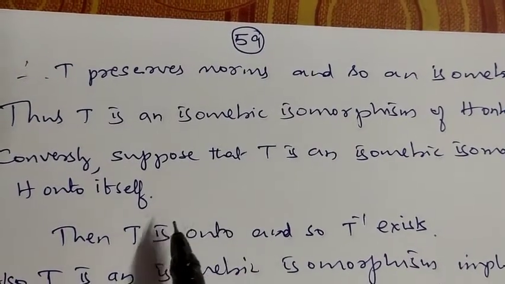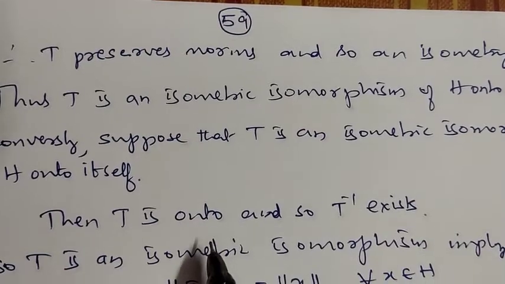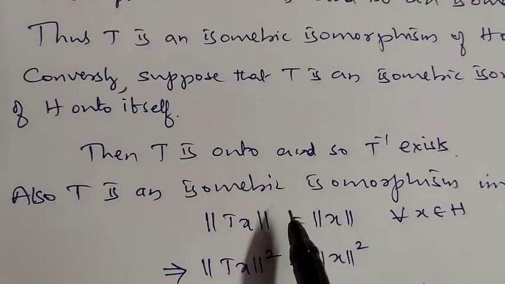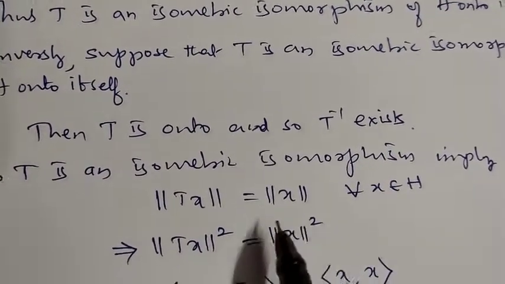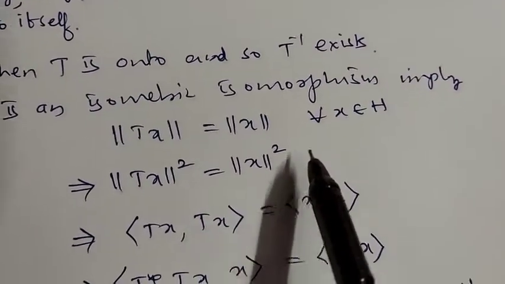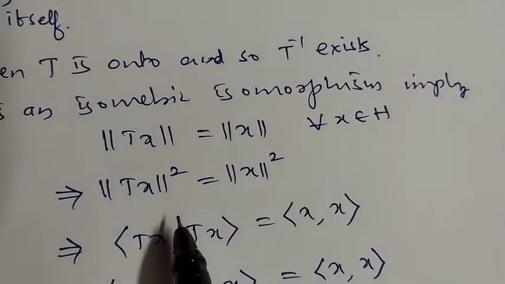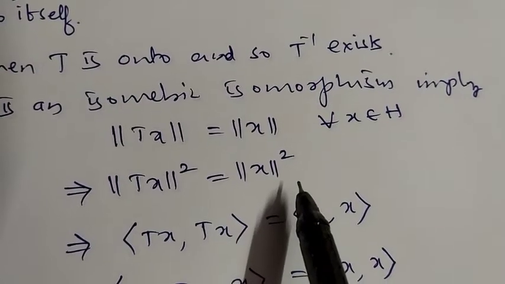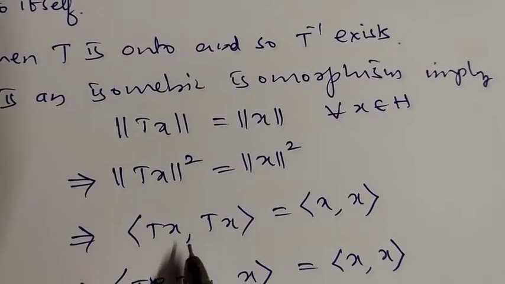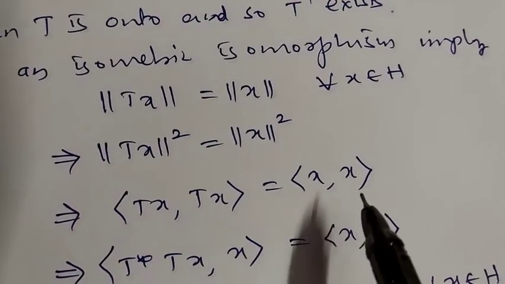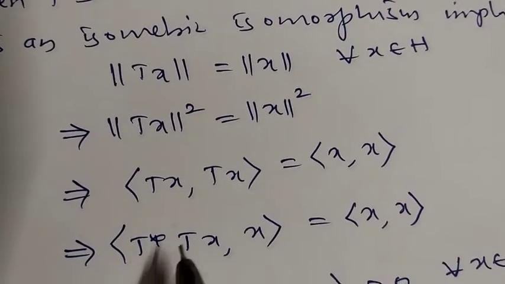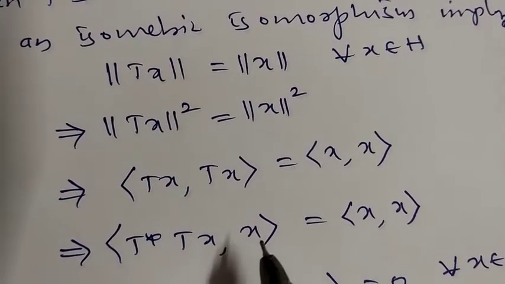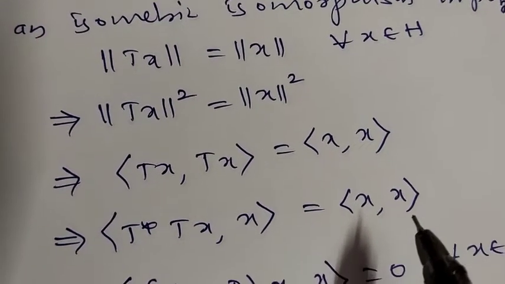Now T is onto itself means T is onto, and so T inverse exists. Also, T is an isometric isomorphism implies the norm of T x is equal to the norm of x for every x belongs to H. This implies the norm of T x squared is equal to the norm of x squared. This implies the inner product of T x comma T x is equal to the inner product of x comma x. Moving T to the left, it becomes the inner product of T star T x comma x equal to the inner product of x comma x.